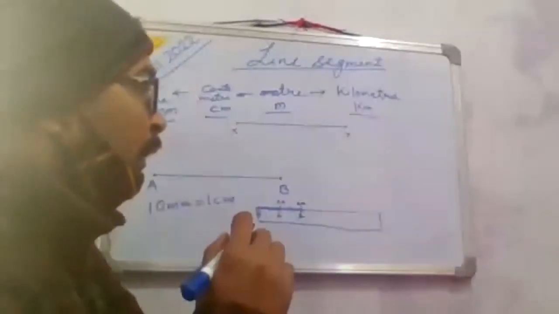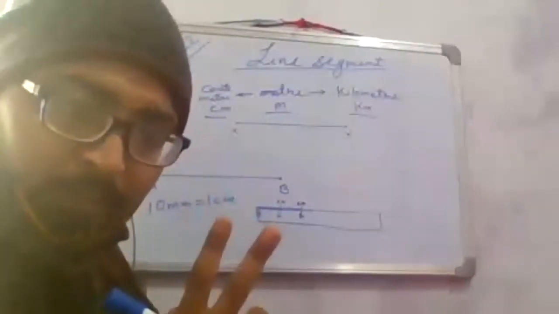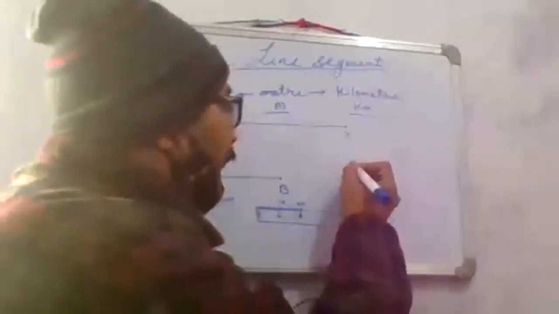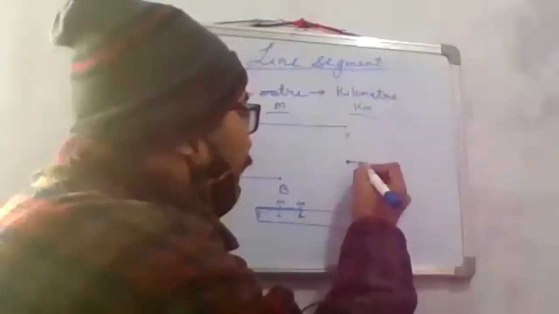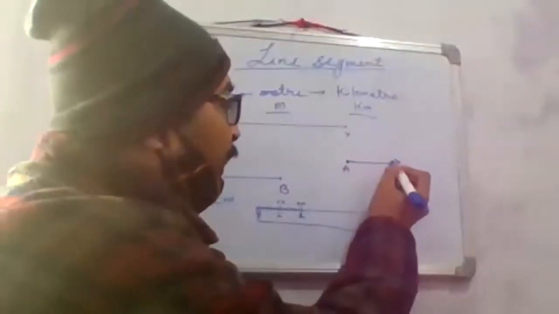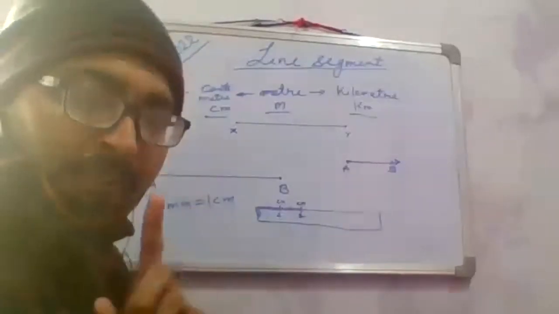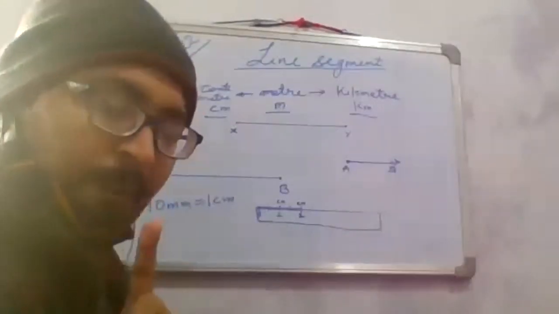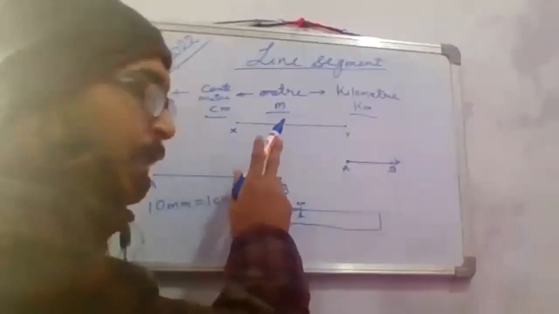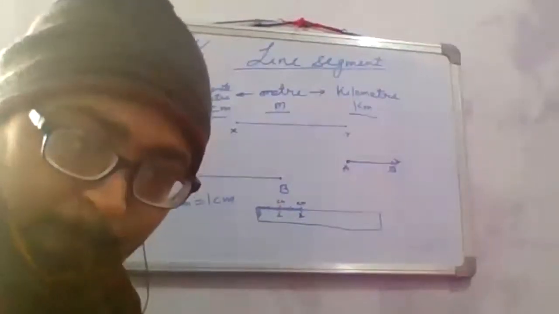See, a line segment has 2 end points, and a ray has only 1 end point, and it has 1 arrowhead in 1 direction. Okay, it can't be measured, but a line segment can be measured.